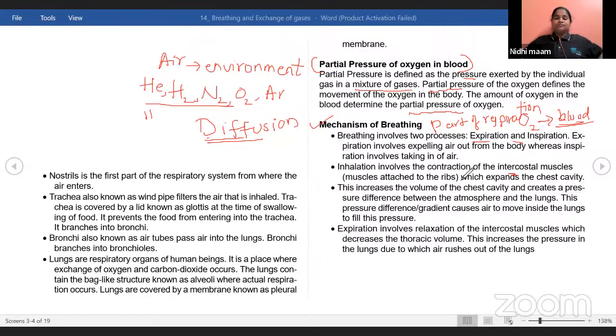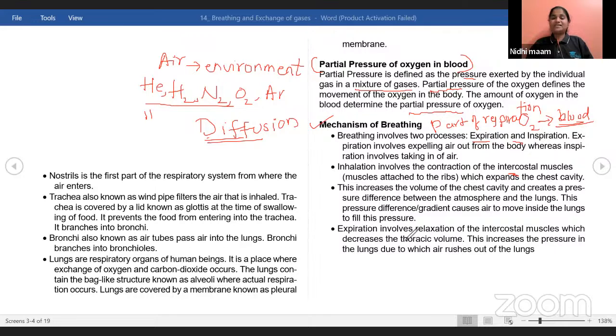So when you inhale, what happens here? There is a contraction. This increases the volume of the chest cavity and creates a pressure difference between the atmosphere and the chest cavity or the lungs. So this pressure difference enables the air to move inside the body.